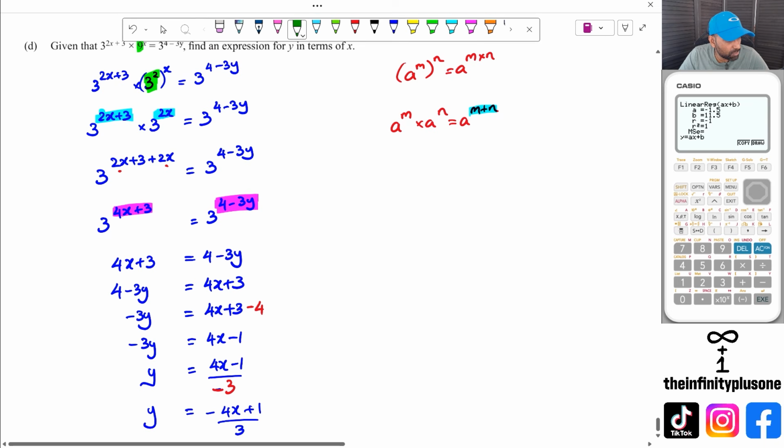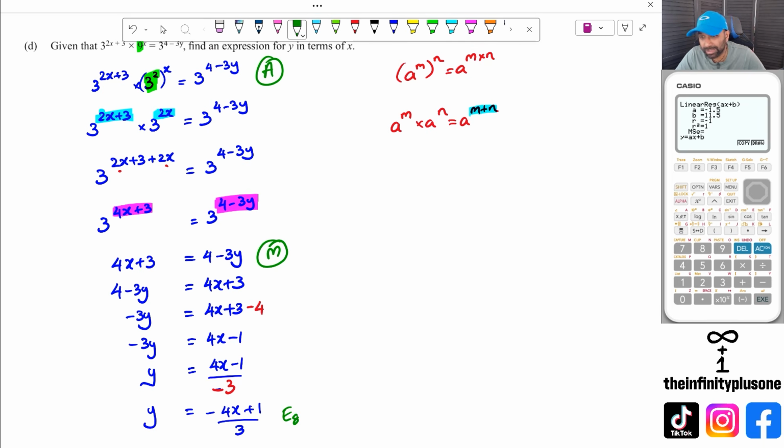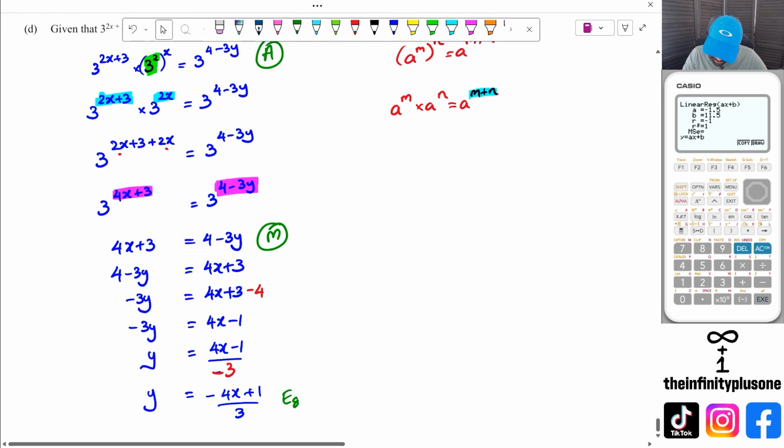So grades wise, reaching stage 1 gets you an achieved. So this is crazy. Just changing that 9 and writing that as 3 squared will get you an achieved. Stage 2, where you get merit, is up to here. You can get E8 for the final answer, unless you make a minor mistake, then you would actually end up getting an E7. Yeah, so that's pretty much question D there.